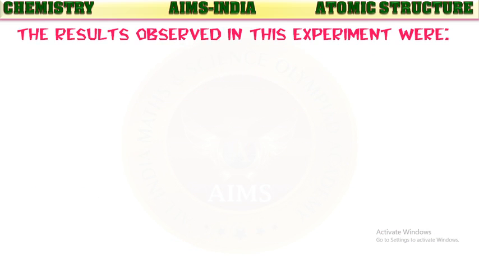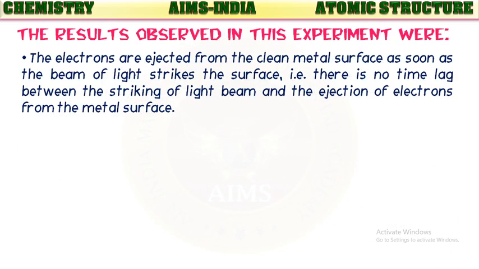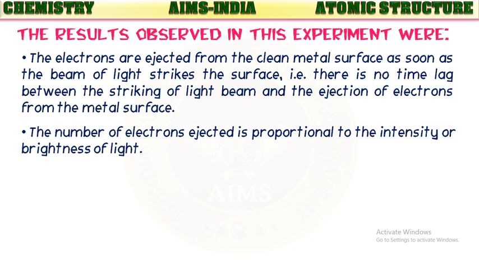The results observed in this experiment are: the electrons are ejected from the clean metal surface as soon as the beam of light strikes the surface. That means there is no time lag between the striking of the light beam and the ejection of electrons from the metal surface. These two occur simultaneously. The number of electrons ejected is proportional to the intensity or brightness of the light.